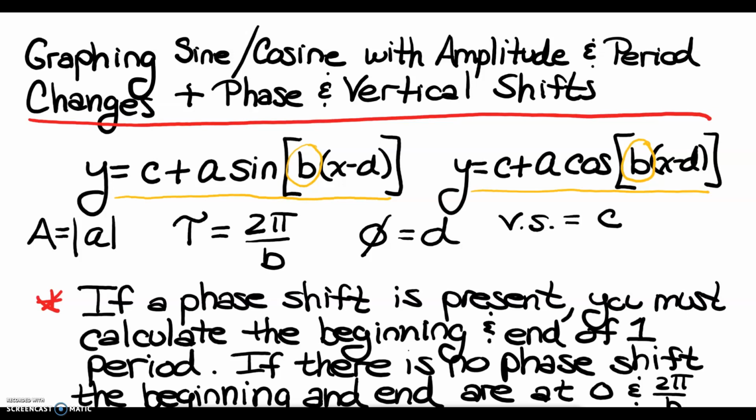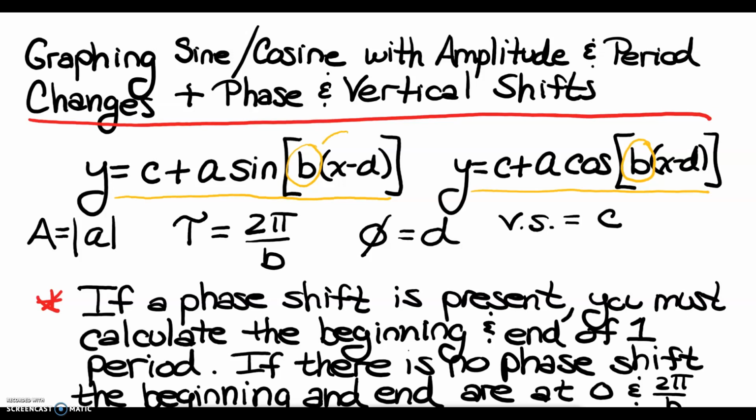Okay, in this video we are going to put everything together when we graph sine and cosine. We're going to see amplitudes along with period changes and phase and vertical shifts. So what does the equation look like when you have all of these together? Well, we get y equals c plus a sine of b times the quantity x minus d.